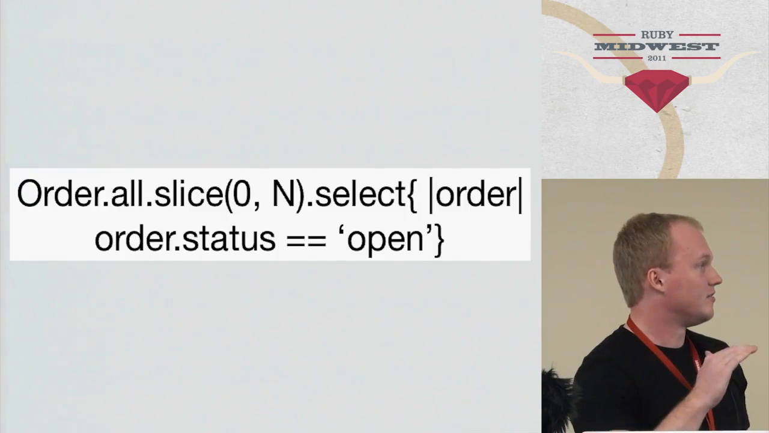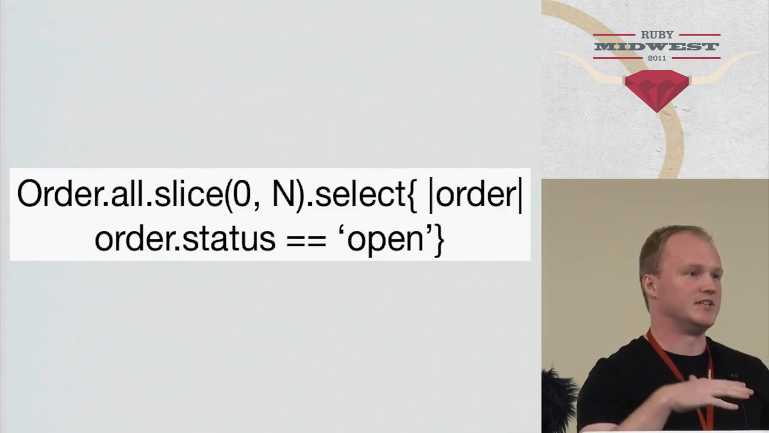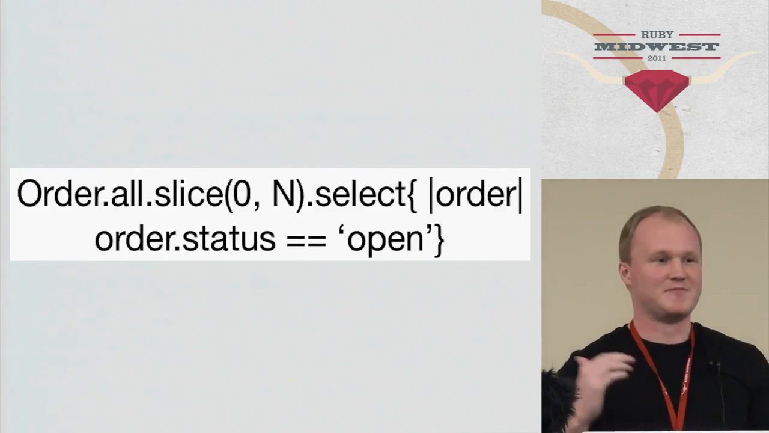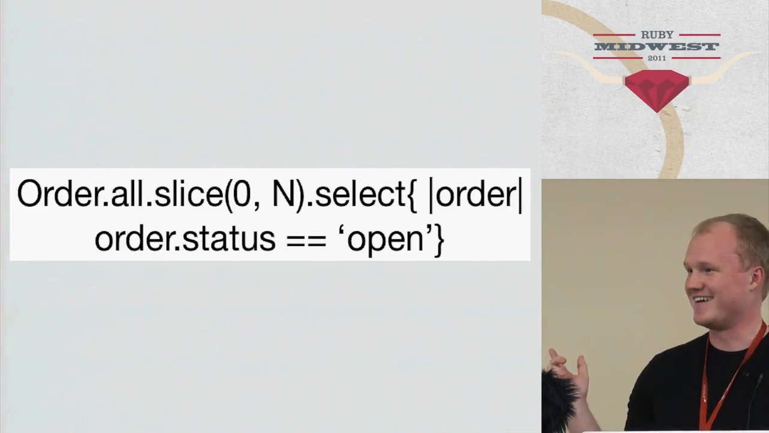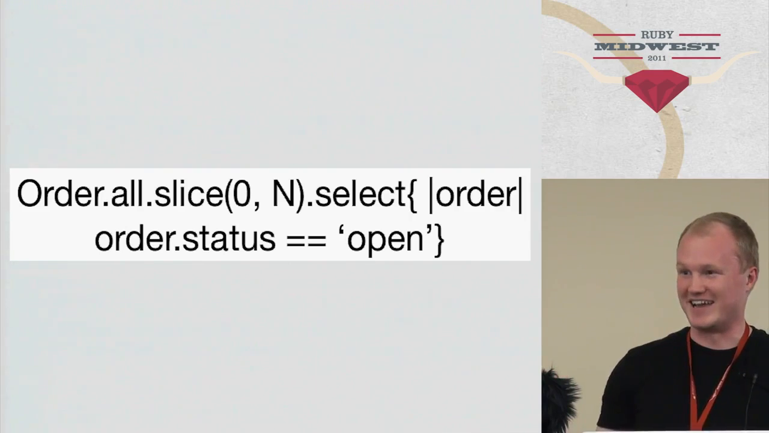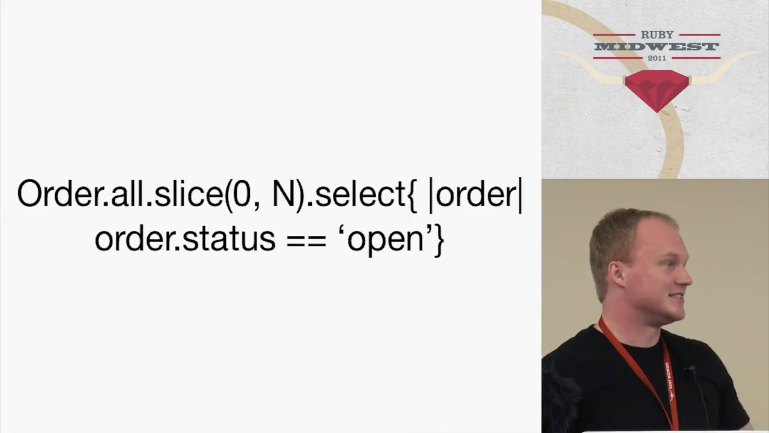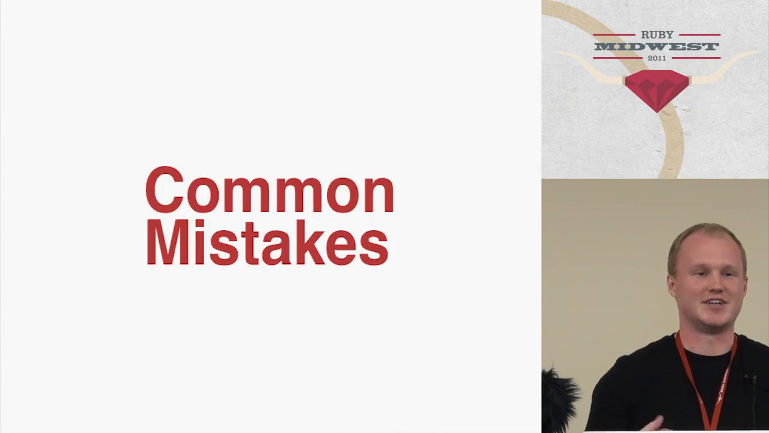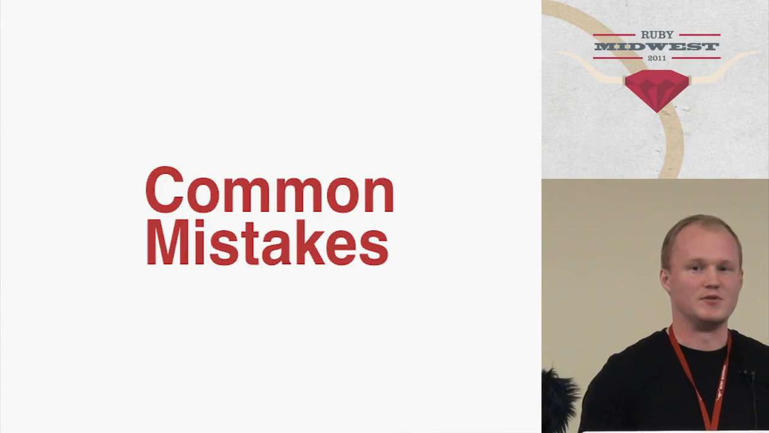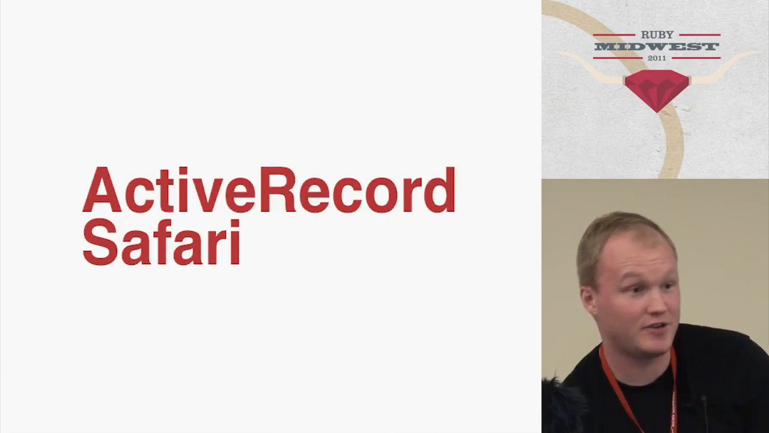This is actually semi-real code that I found in our code base, and my face just melted when I saw it. Hopefully everyone knows why that's pretty terrible. I'll go over it just to make sure everyone knows. This was the impetus for this talk, was seeing stuff like this. So this is a talk that's basically common mistakes that we make when dealing with ActiveRecord. This could also be called ActiveRecord Safari.